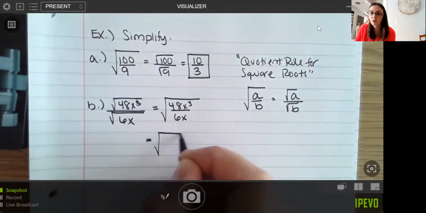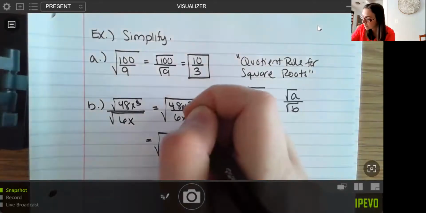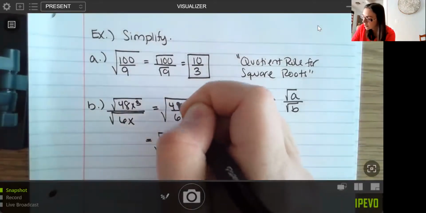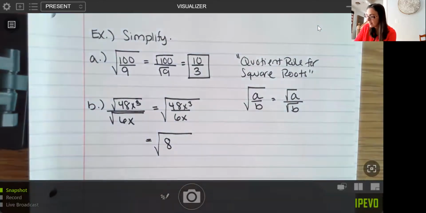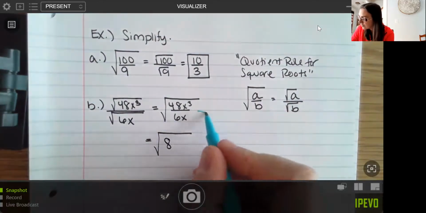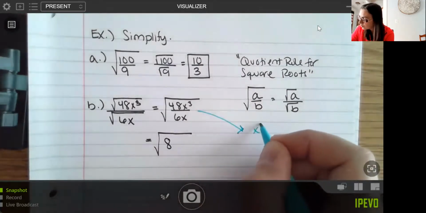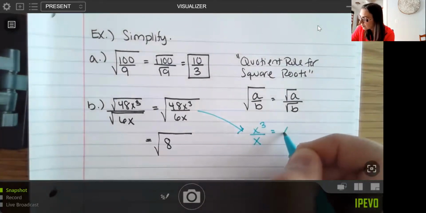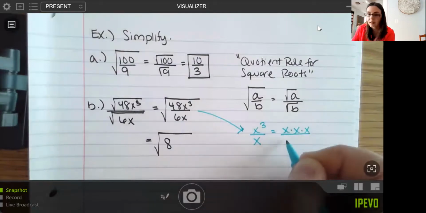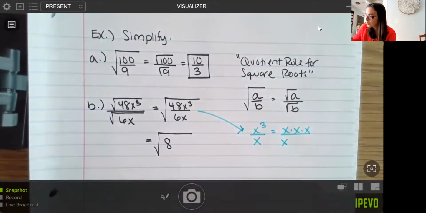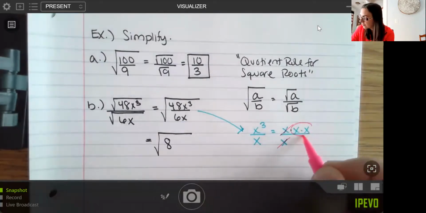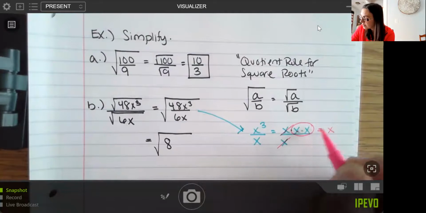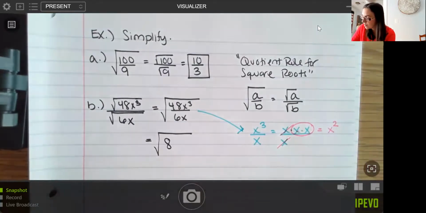I'm going to simplify under the root. So here you have 48 over 6. And 48 divided by 6 is going to be 8. And then think about your x's for a second. Let me write this off to the side. You have x cubed in the numerator over x. So you have 3 x's in the numerator and 1 in the denominator. So what you're going to notice is that one pair of x's cancel, and you have 2 x's left in the numerator. Well, x times x is x squared. So this just simplifies to x squared.